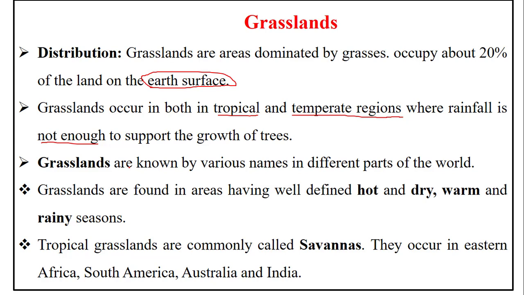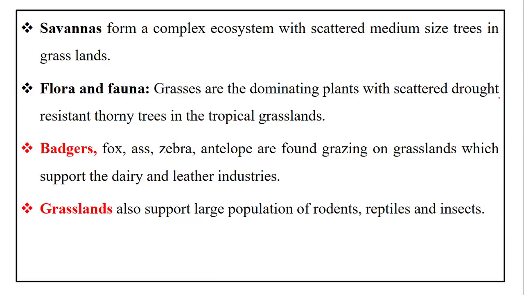Dried. Grassland is also known by various names in different parts of the world, as it is found in areas having a well-defined hot region. It may be a dry region, a warm region, or have rainy seasons. In the rainy season, it may be hot, dry, and warm, right? Tropical grasslands are commonly called savanna. They occur in Eastern Africa, South America, Australia, and India. Savanna forms a complex ecosystem with scattered medium-sized trees in grassland. Thus, grassland is the area mostly covered with grass. Flora and fauna of the grassland: grasses are the dominating plants, with scattered drought-resistant thorny trees in the tropical grassland.